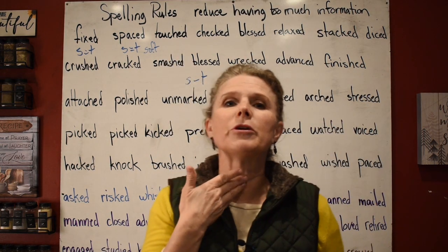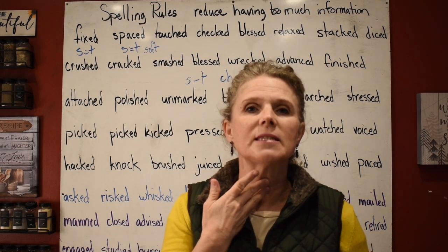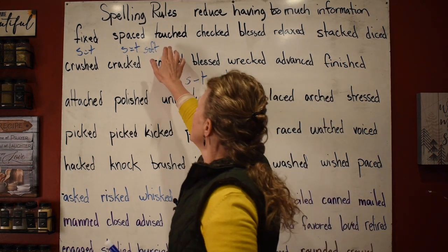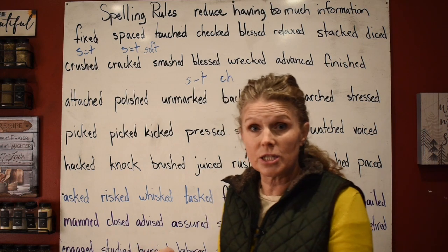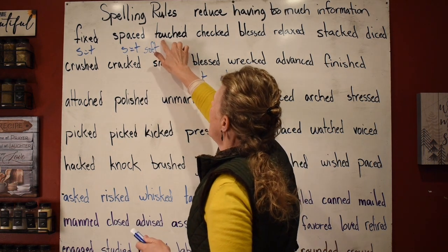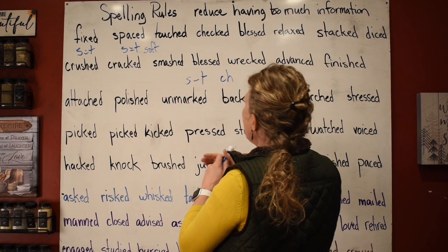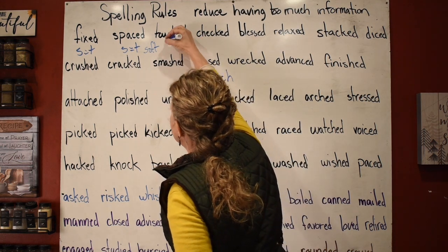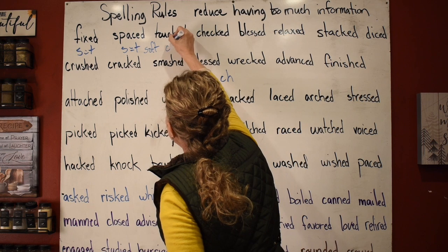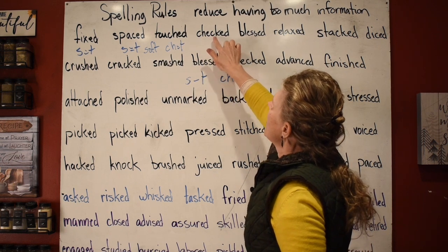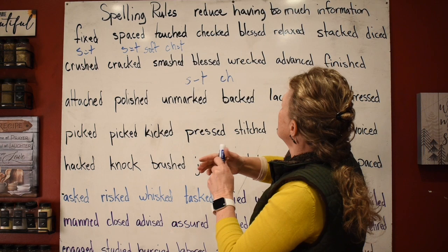So if you put your hand to your throat and go s, ch, ch, your throat does not move. So anything that is the soft sound is going to force that ed to say t, ch, ch, because that ch is a soft sound, that's forcing this to say the t sound. We're going to say ch equals the t sound. Checked. Check is your base word.